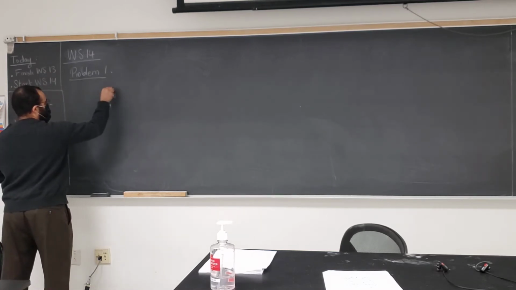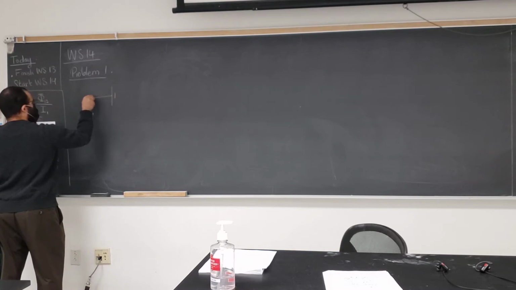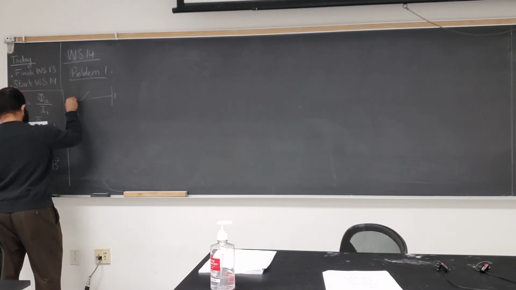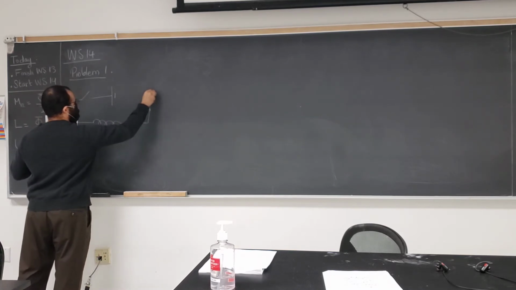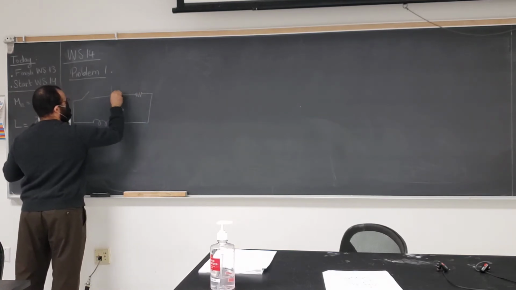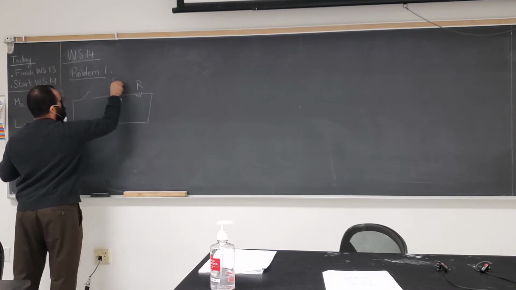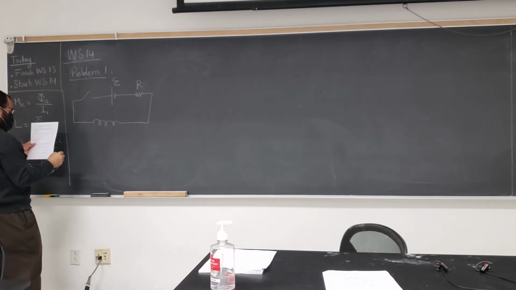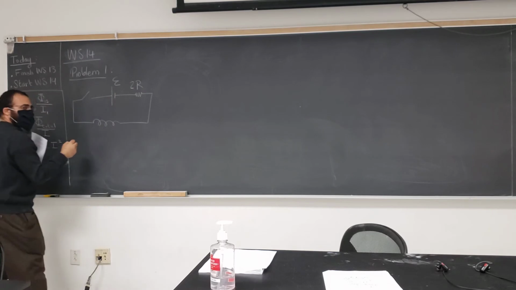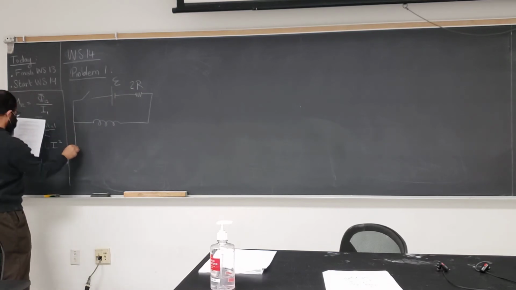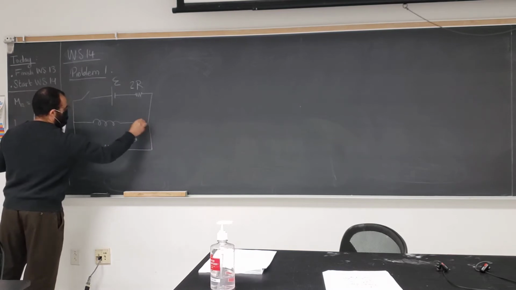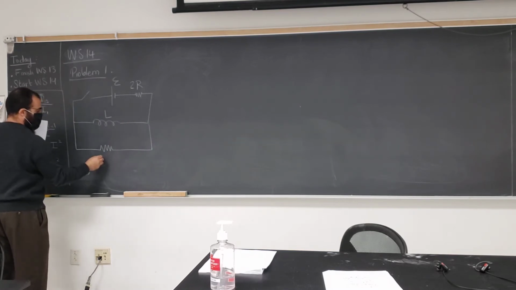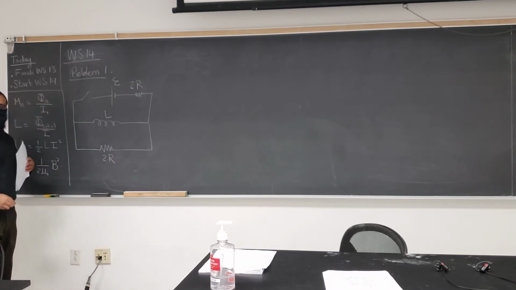Here is the circuit. You have a switch here. We have an inductor. We have a resistor. Resistance is R. The battery has an EMF. The resistance is 2R. And then you have another resistor here. This is inductance L and then 2R.